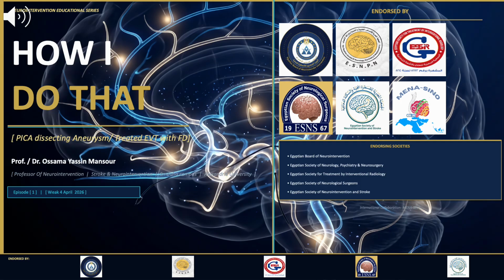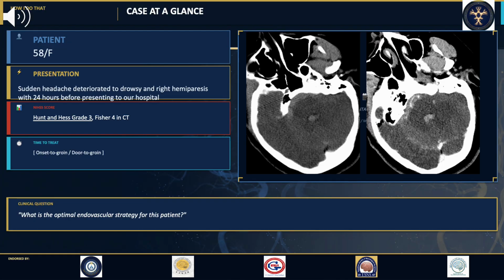The goal of this presentation is to share a real-world case in a structured, reproducible format, offering colleagues a transparent look at decision-making in complex neurointerventional procedures. This slide presents our clinical case at a glance.